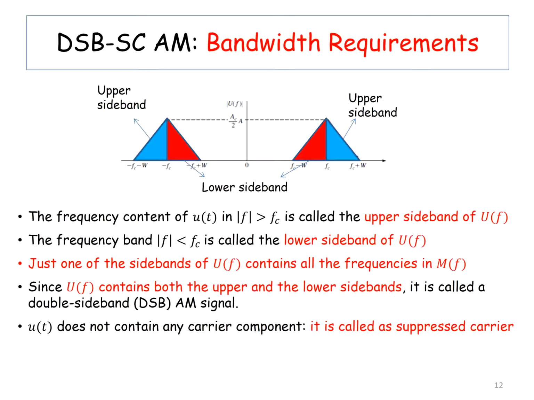Due to these upper and lower sidebands, the modulated signal is called a double sideband signal. Furthermore, no carrier component is included in the modulated signal. This is why it is called suppressed carrier.